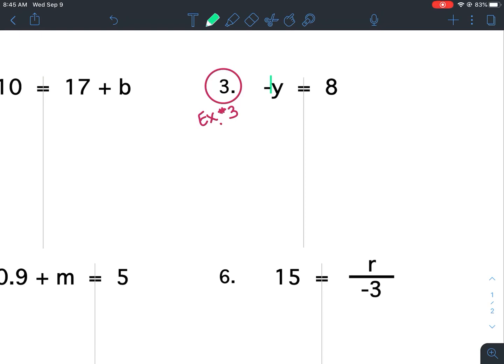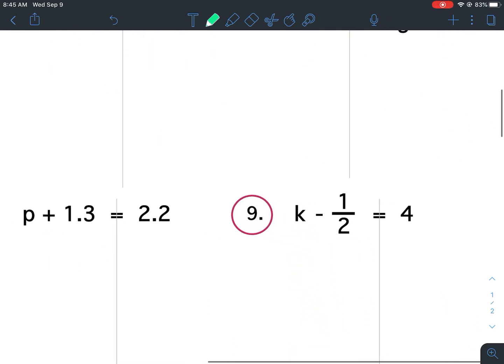I showed you there were 2 ways that you could solve this problem. One is, well, that's multiplication, so you could use division, and the other is to simply take the opposite. So I don't care which way you do it. You could either divide both sides by -1, or you could simply take the opposite of the number, and that's what y would equal.